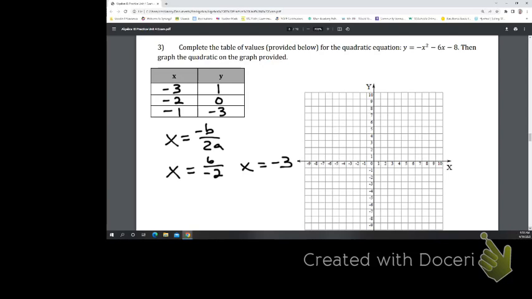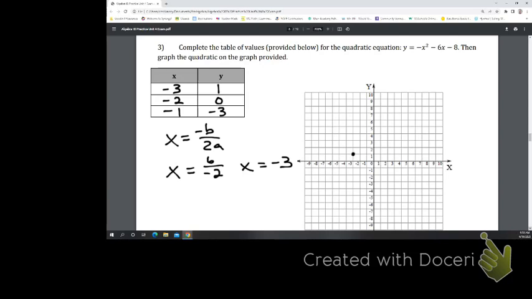This one you don't need the calculator for. You need the calculator. I'm just saying, you had a chance to work on this yesterday. You should be plugging them in. And so then our vertex is at -3, 1.